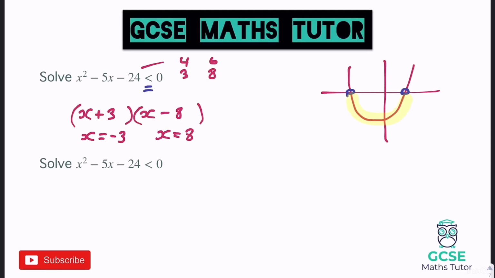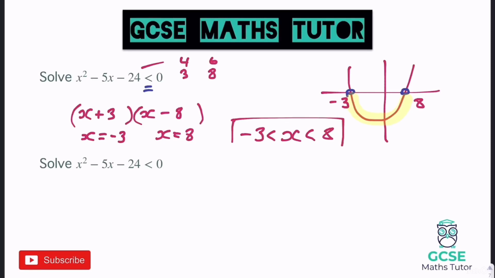So if we were to label those on the graph here, this would be minus 3 on the x-axis and this would be 8. Now the bit that is below the axis is between negative 3 and 8. So I'd have to write this as one of these types of inequalities, where we say it's between two points. And that would be my answer there.